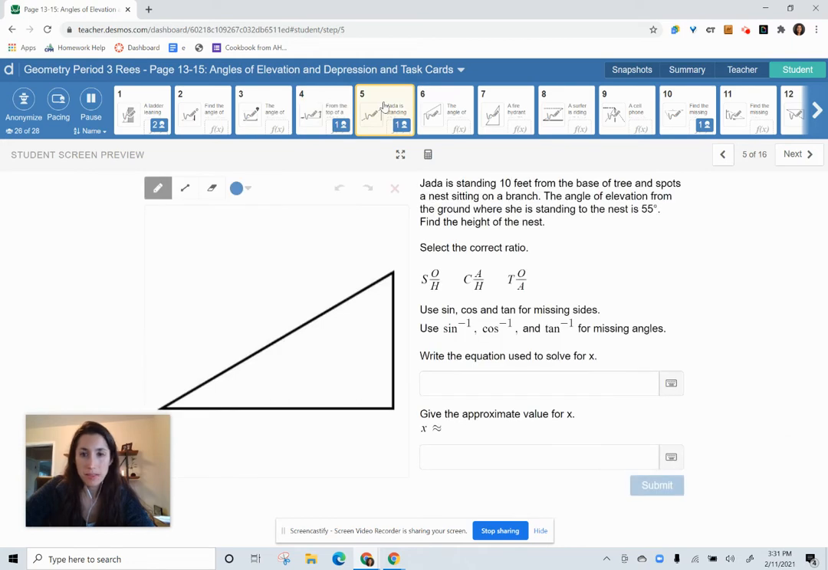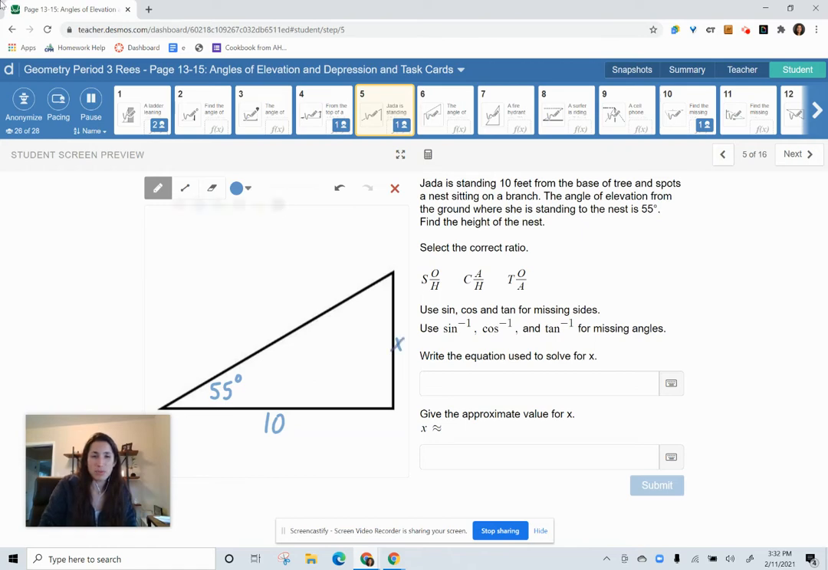All right, so I'm going to get this one set up for you. So we've got Jada is 10 feet from the base of a tree and spots a nest sitting on a branch. So we've got an angle of elevation here of 55 degrees. And she is 10 feet from the base of the tree. She spots something up here at the top of the tree. It's a nest that she's looking at. And we want to know how high off the ground that is.